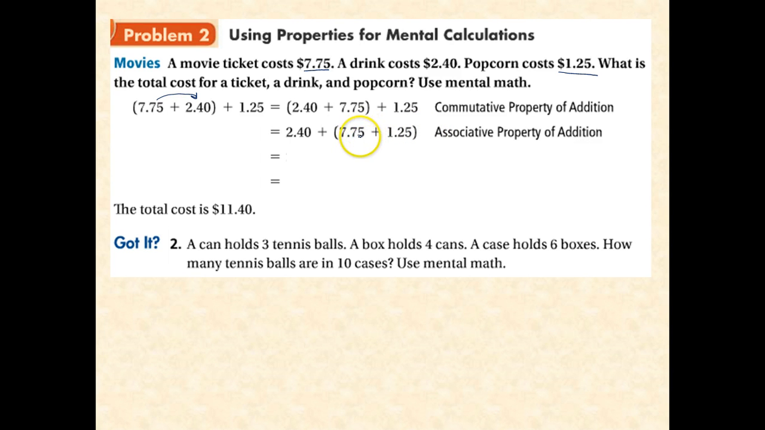Well, now I got what I wanted. I got the 7.75 and the 1.25 inside the parentheses, so I can simplify that inside the parentheses. I know that 7 plus 1 is 8, and then 75 cents and 25 cents is another $1. That makes 9. So 2.40 plus 9, and what did we do there? We simplified inside the parentheses. Now all I got to do is add. 2 plus 9 is 11, so that's $11.40.